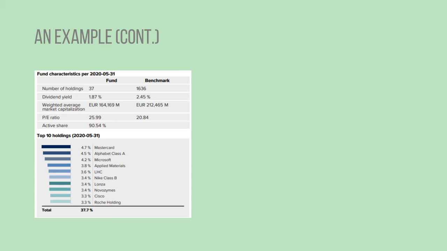And now we can see the top 10 holdings. I won't go through them all. There's some big names there, and they're companies that they would say rate highly on the ESG scale.